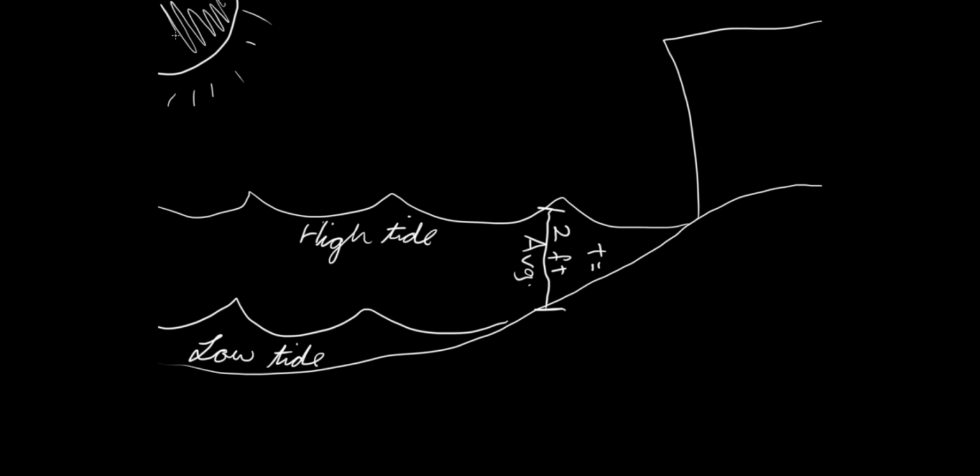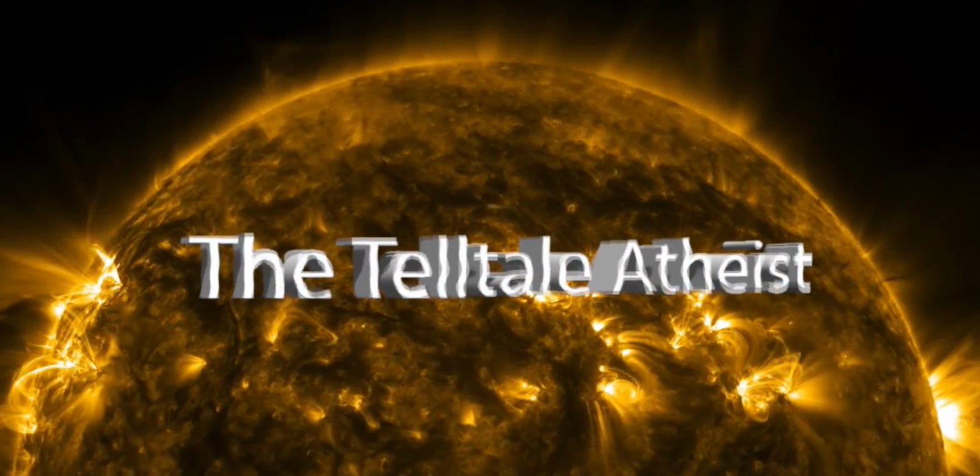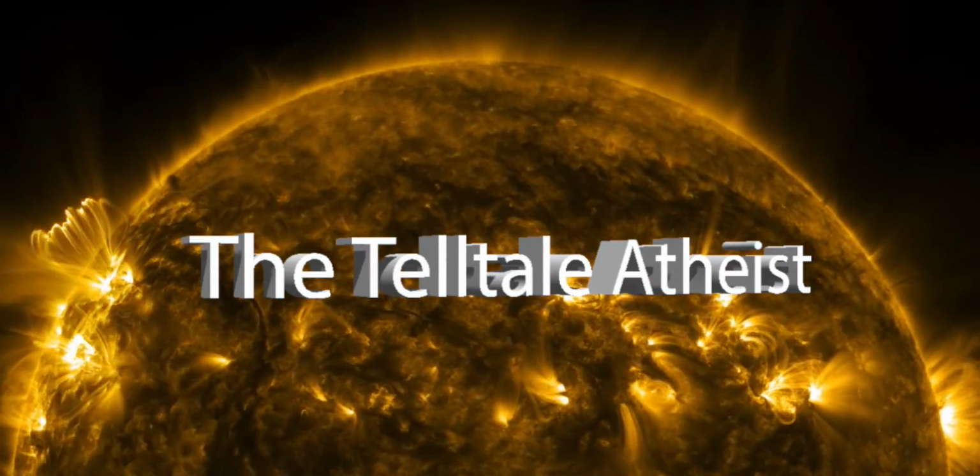So Kent Hovind made a claim. He said 1.2 billion years ago, the moon would have been so close that the tides would have been covering the entire Earth. It would have been a complete mess. I just proved that wrong.